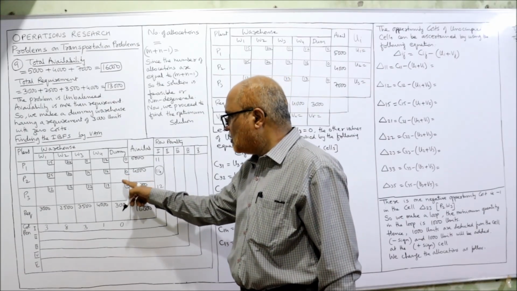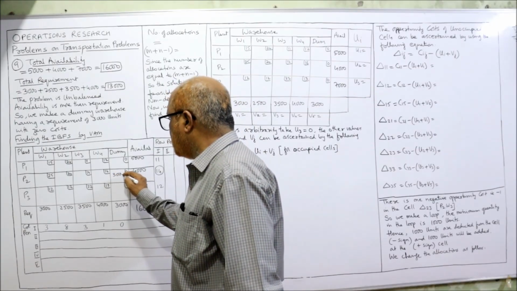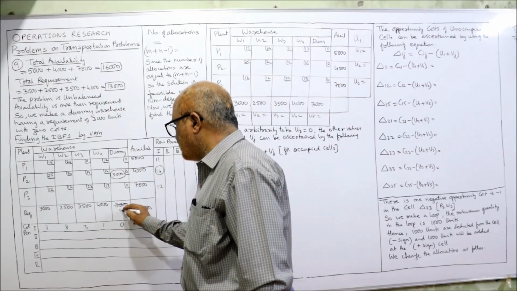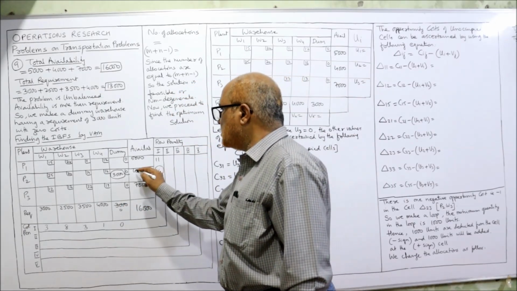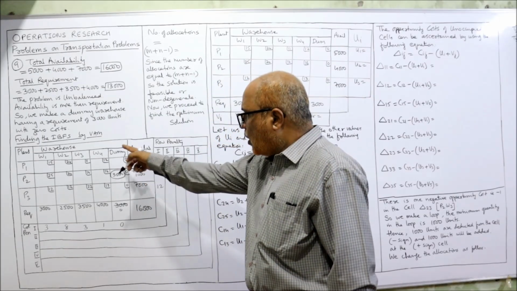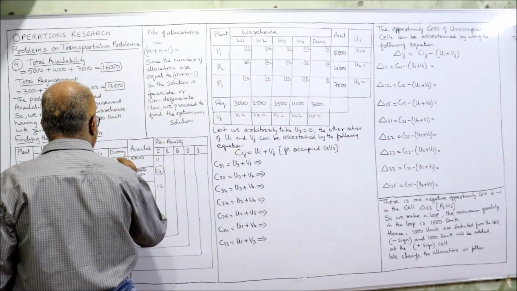Row total is 4000, column total is 3000. So we allocate 3000 in this cell. Right? So 3000 minus 3000 becomes 0, and 4000 minus 3000 remains 1000. Now the column becomes 0, so we block the column.